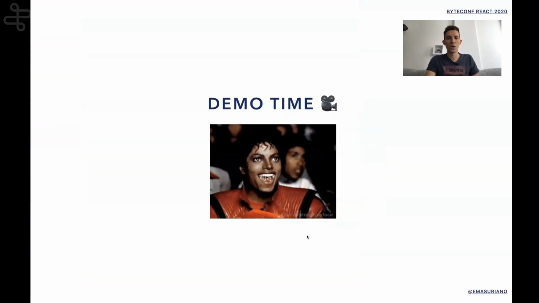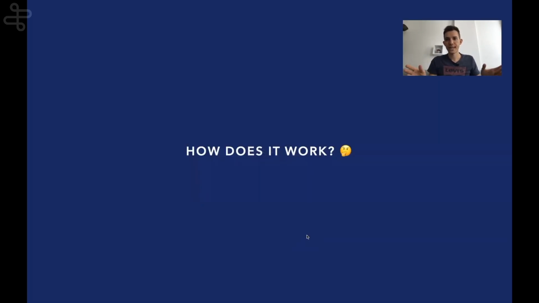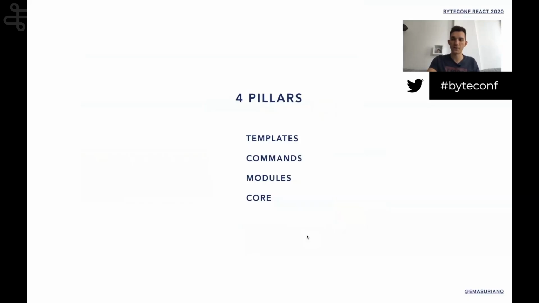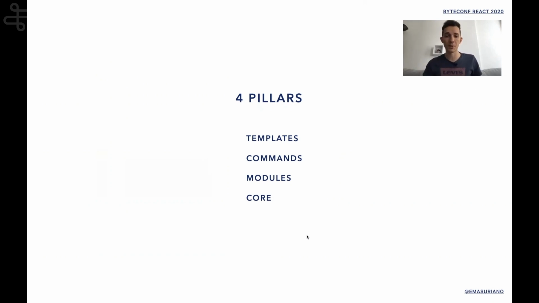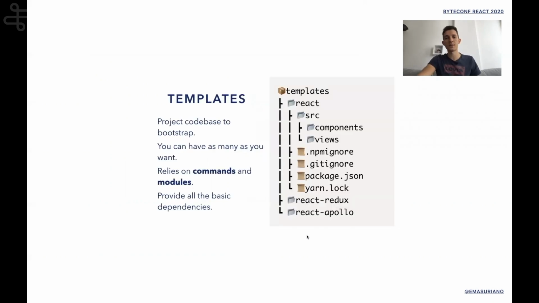deploy. So how does this thing work, how do we make it so clients can access all these functionalities? Some of them are simpler than others. So let's see. Inside the framework, we identify 4 pillars or concepts: templates, commands, modules, and core. So let's start with templates.